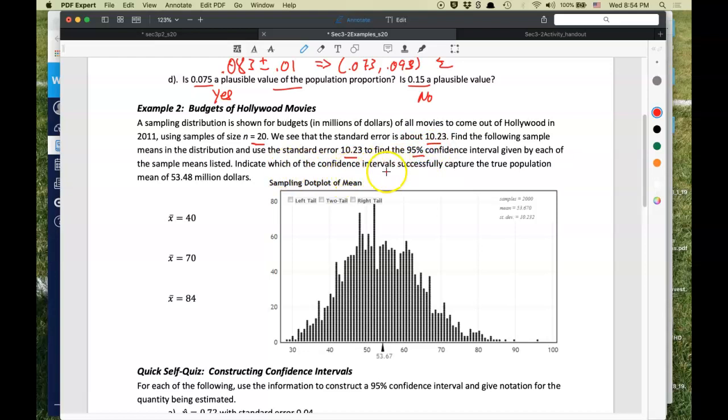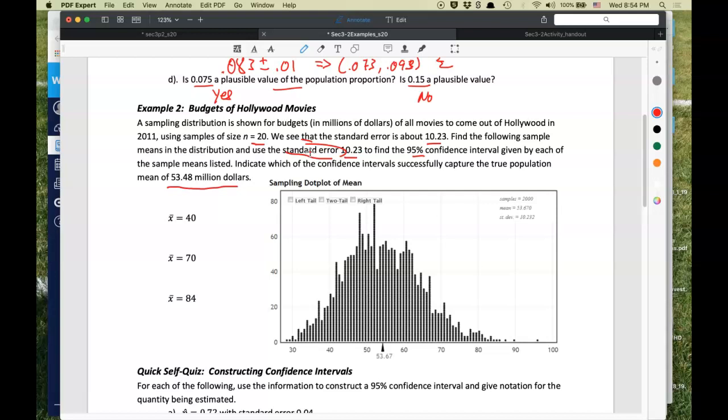So we want to indicate which of the confidence intervals successfully captured the true population mean of 53.48 million. So now we're given the standard error rather than the margin of error. So we want to make the connection between the standard error and margin of error for this 95% situation.